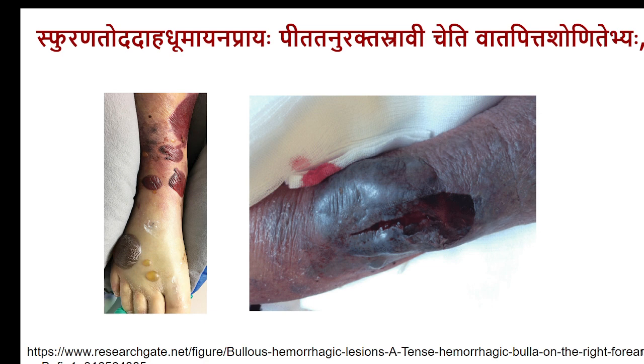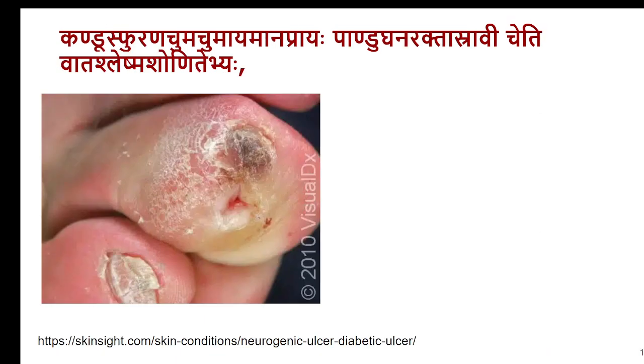They are presented with the typical Vata, Pitta, Raktaja Vrana, Tridoshaja Vrana. Kandu Spurana Chumchumayana Prayaha Pandu Ghana Raktasravi Cheti Vata Shleshma Shonitebhya. In Vata Kapha Raktaja Vrana, there would be itching, but the discharges would be thick and slightly reddish.